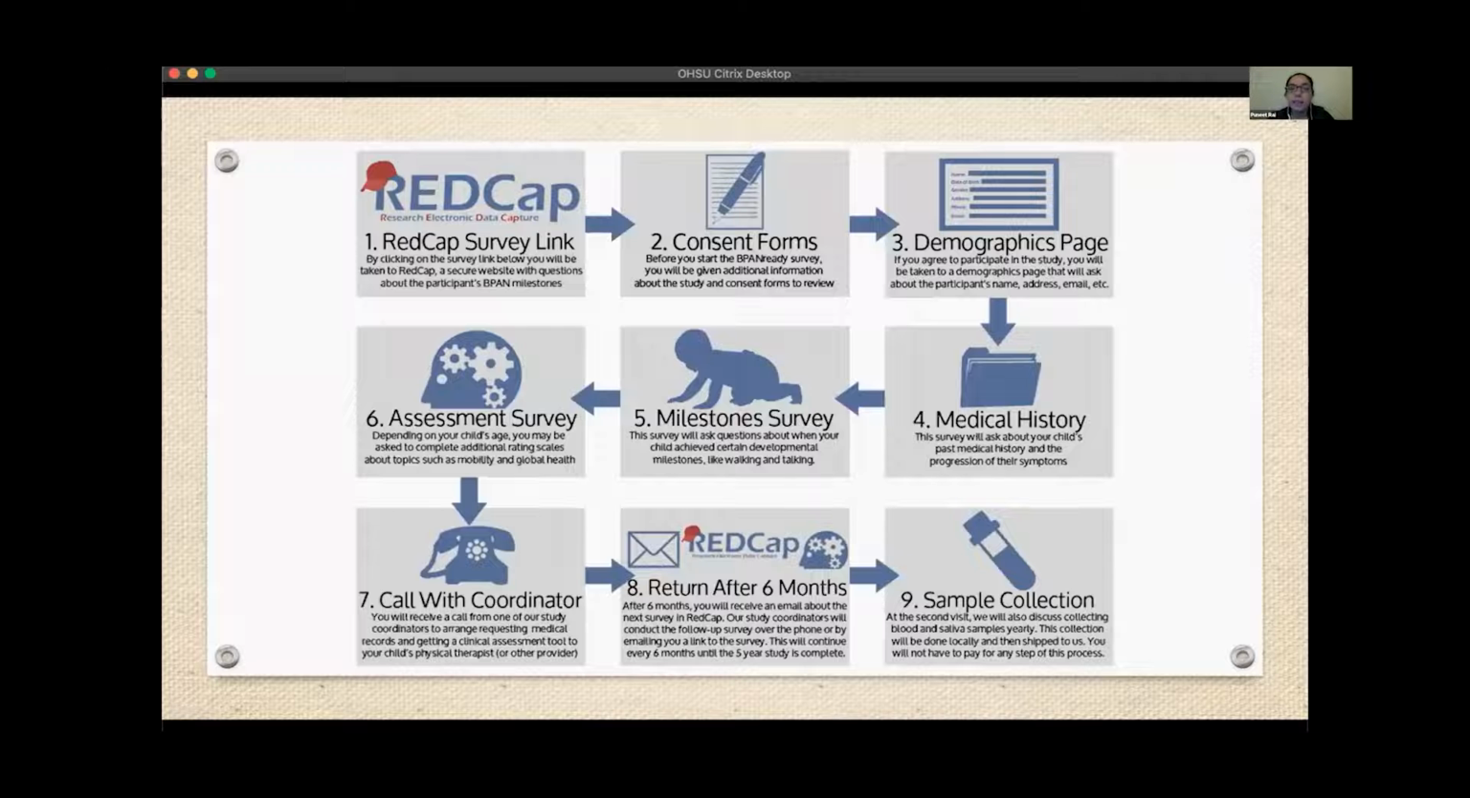And then 6 months later, they come back for visit 2. In visit 2, the way we've set it up is the disease milestone questions and the developmental milestone questions our coordinators do over the phone. And then participants get links to complete the other questions online. And at that visit 2, we also work with families to obtain a blood sample. We are collecting these to hopefully figure out a possible biomarker for BPAN.